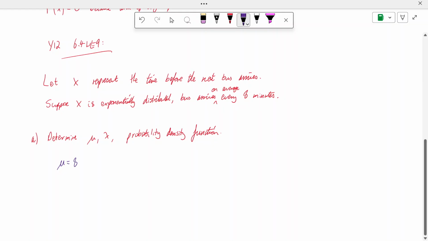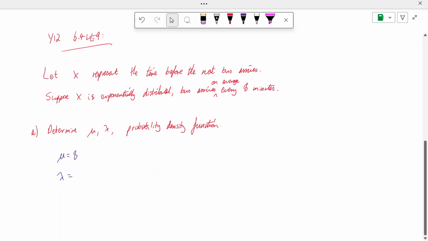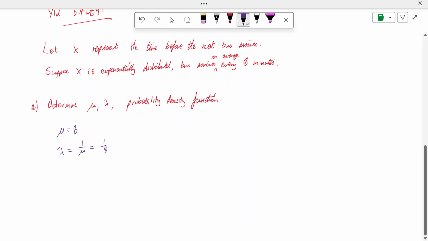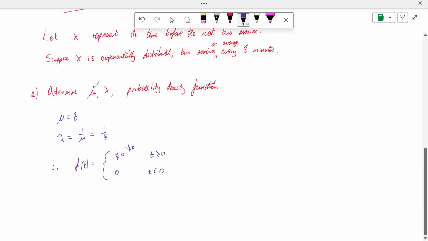Now, because we've got mu, that means we can find lambda, because you would recall, and you have to recall, because it's not in our formula book, that lambda equals 1 on mu. So lambda equals 1 on 8. That means we can now work out our probability density function, and it's going to look like this. It's going to look like 1 on 8 times e to the negative 1 on 8t when t is greater than or equal to 0, and it's going to equal 0 when t is less than 0. Done. Found my average, found lambda, and I've got my function now as well.